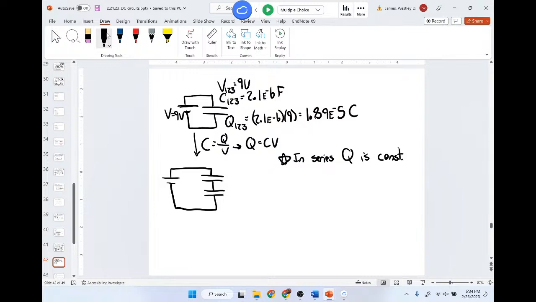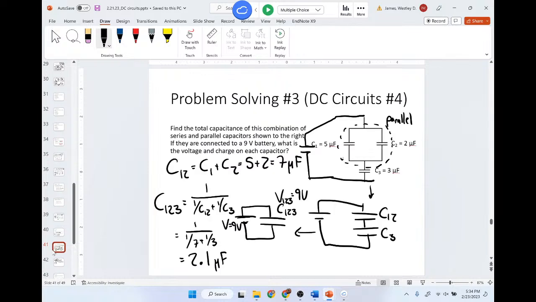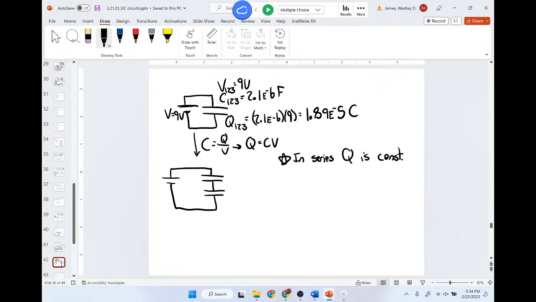Okay. So, we want, what were these called? C12 and C1 and C3. So C12 equals, V12 equals, and Q12 equals, give myself a little bit more room. C3 equals, V3 equals, Q3 equals.